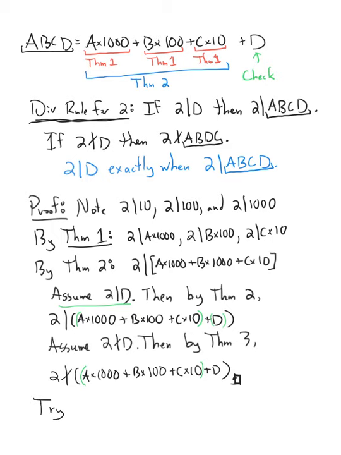Try to do the rules for 5 for sure, and then think about 4 and 8 as well. 5 is incredibly similar to 2. 4 and 8 are also similar, but you have to think about which of these numbers is now definitely divisible by 4 or divisible by 8?